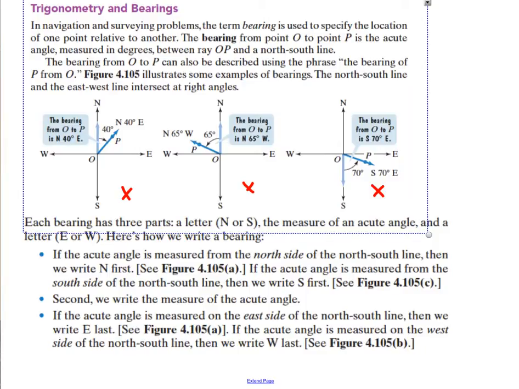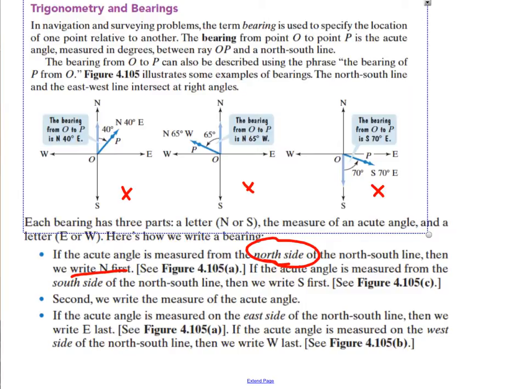When we do bearings, we're going to have an acute angle that is always measured from the north side. That's one thing I would say you should highlight in your PDF: when we create that acute angle, it's always from the north. And you always write the north first. That'd be another thing I would highlight.